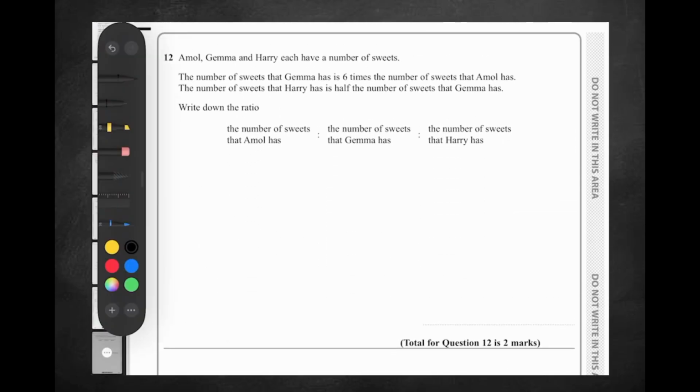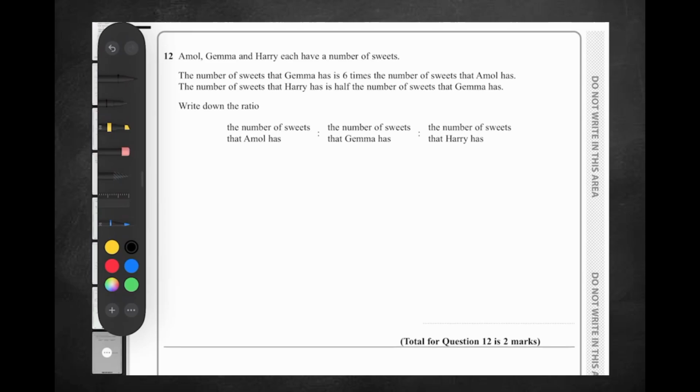Question 12. Amol, Gemma, and Harry each have a number of sweets. The number of sweets that Gemma has is 6 times the number of sweets that Amol has. The number of sweets that Harry has is half the number of sweets that Gemma has. Write down the ratio between the 3. So Gemma compared to Amol. So Gemma has 6 times the number Amol has. And Gemma compared to Harry, Harry has half the number of sweets that Gemma has. So when Gemma has 1, Harry has a half.